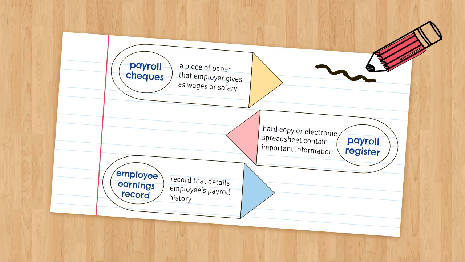Next, the employee earning record. An employee earning record is the record that details an employee's payroll history. The employee earning report or pay stub is usually attached to the employee's paycheck. This report often has columns totaling how many hours the employee worked, their net pay, gross pay, deduction from payroll, and other year-to-date payroll information.